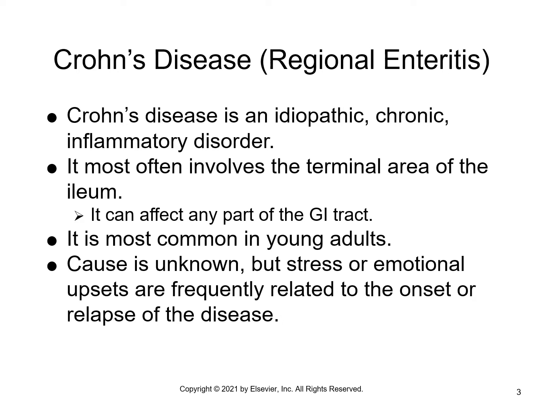They assume that possibly because some of this appears during very stressful periods of life, that it has a psychologic component. It most often involves the terminal area of the ileum, which we know is the area where our small bowel is going to cross over at the ileocecal valve and turn into our large intestines. So it's right there at that distal portion of our small bowel that we're going to see Crohn's disease of the small intestine really take shape.